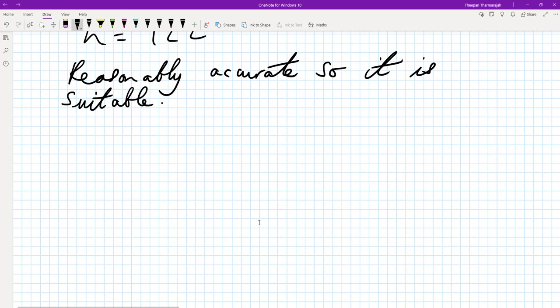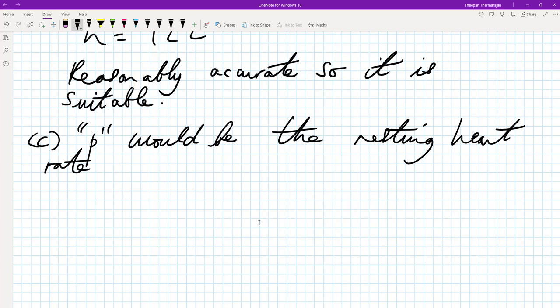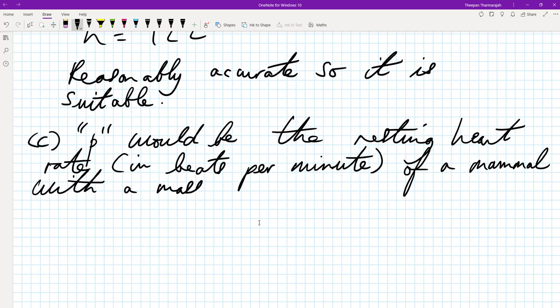Part C, we can say the following. p would be the resting heart rate in beats per minute of a mammal with a mass of 1 kilogram.